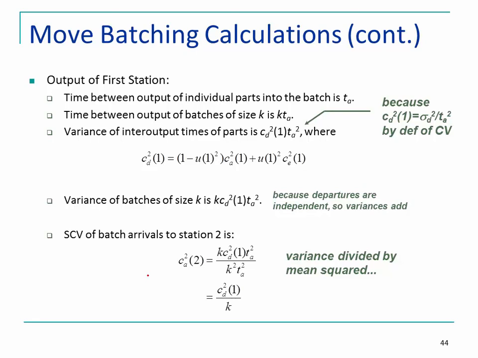Okay, so we can get the squared coefficient of variation of the departure process using this expression. The variance of batches of size K is going to be K times the squared coefficient of variation of the departure process times the square of the time between arrivals. Because departures are independent, we can add the variances of those items, and the squared coefficient of variation of batch arrivals to station 2 can then be obtained by simplifying into this equation, which is basically the squared coefficient of variation of the departure process that we defined here, divided by the number of units in your batch.